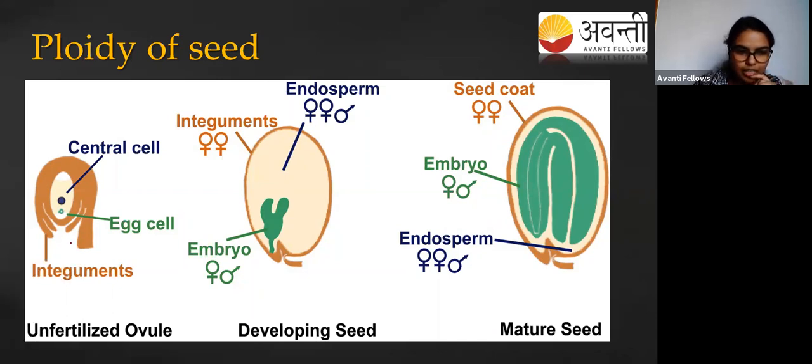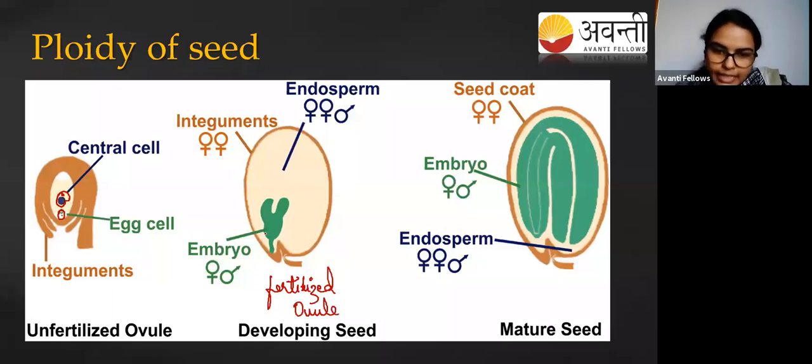So this is an unfertilized ovule. You can see there is an egg cell here, and this is the central cell. So this is the polar nuclei. Okay, so this is after fertilization. So this is the fertilized ovule. So here, this is the embryo.